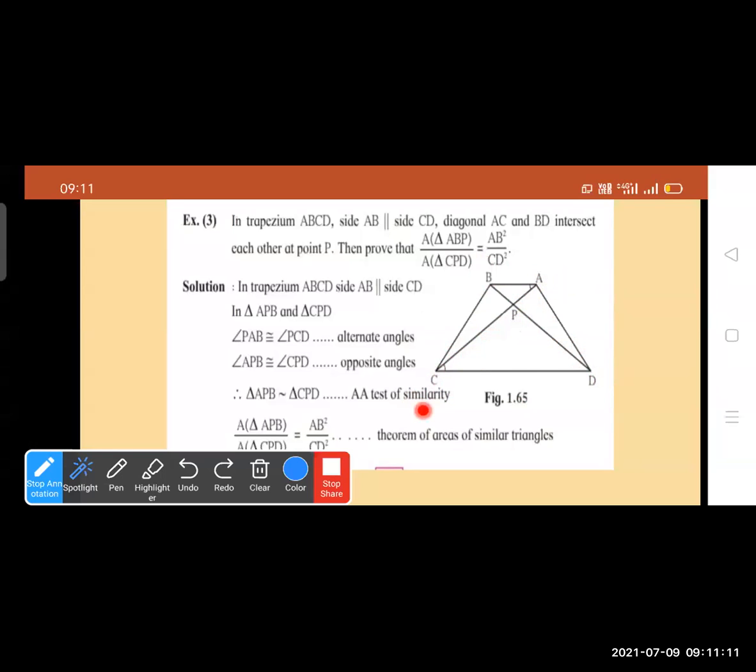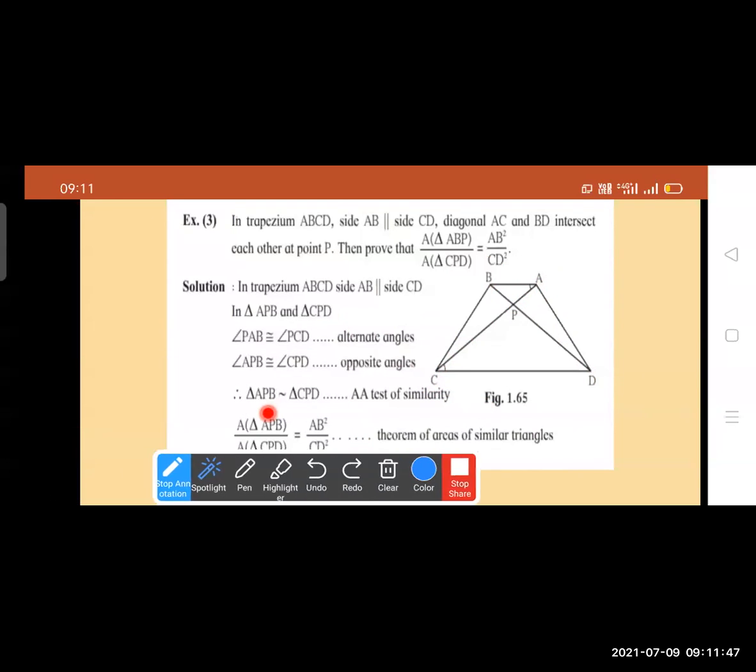transversal, then we say that BAP is equal to PCD, alternate angle. And then APB is equal to CPD, opposite angle. From these two conditions, we say that triangle APB is similar to triangle CPD by AA test of similarity. If these two triangles are similar, then directly we take their ratio. So area of triangle APB to the area of triangle CPD is equal to AB square by CD square. So hence proved, very simple question.